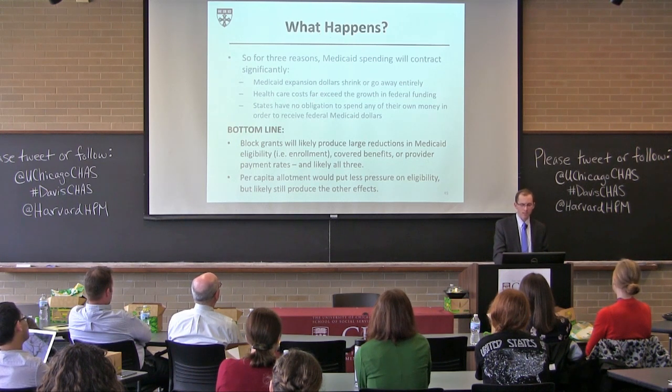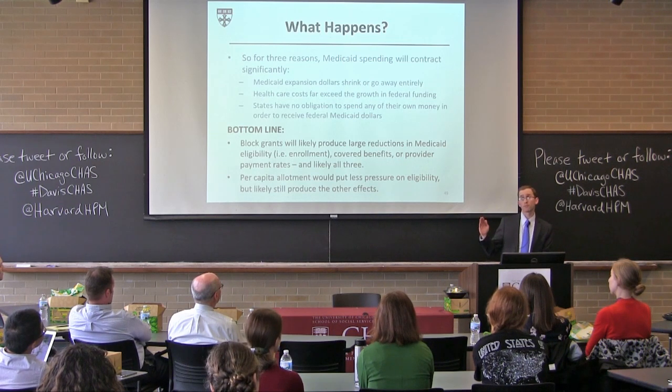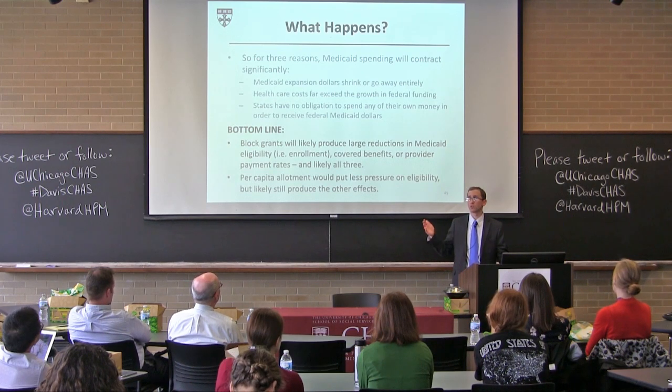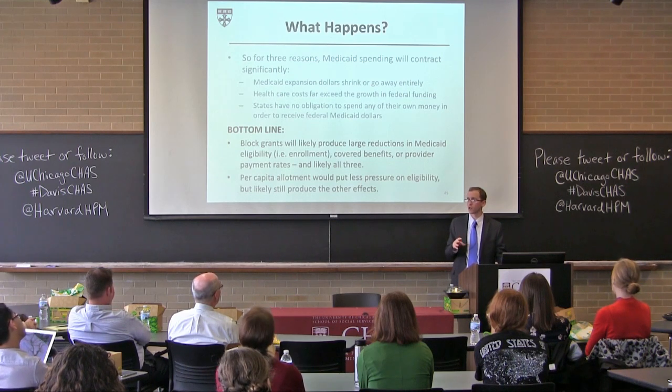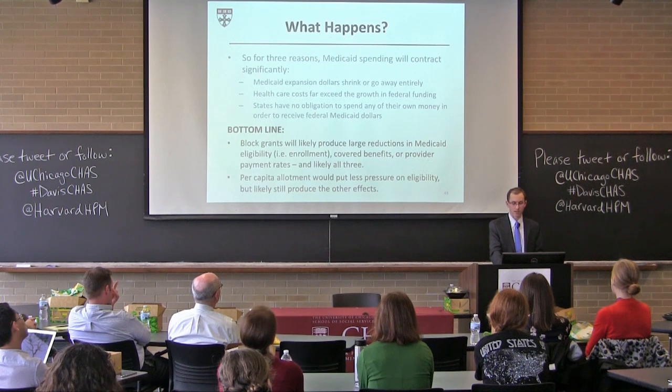And while the per capita allotment's a little better for the reason that you mentioned, which is recessions drive up the enrollment, a block grant takes that into account not at all. The per capita allotment at least gives you a little more when more people sign up, though you still have all these other issues as to how good is the coverage, how much do you pay providers, and that the state has less incentive to spend its own money.